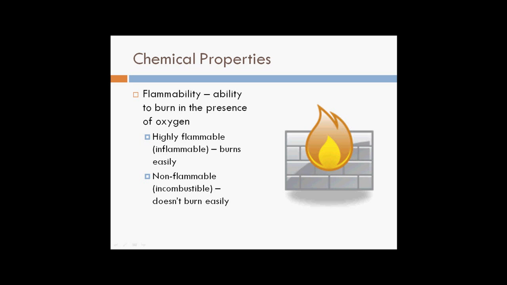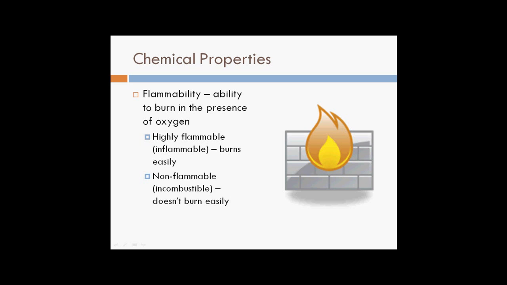Now, on the other hand, think about something like metal, iron, or let's say cinder block, right? A cinder block is a mixture, but we'll go with it for this example. Those are things that are non-flammable. They're incombustible. You cannot combust them. It means that they don't burn easily at all, right? Generally what you'll see is that something like iron won't burn, it will actually melt.